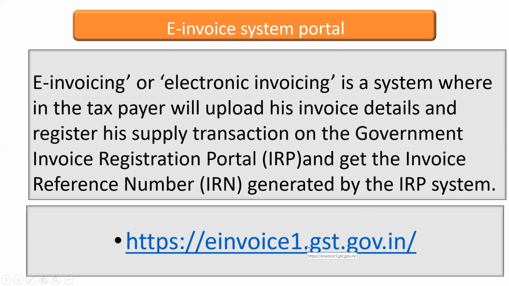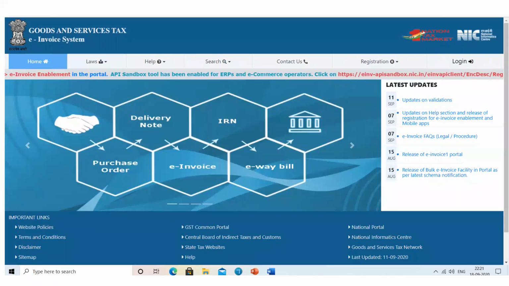When you log into this website, the home page would look like this. There are various things to look upon and check out. However, today we are going to focus only on knowing how we can check the status of our GST number, whether we can generate e-invoice or not, whether we can generate IRN or not. So just click on search.